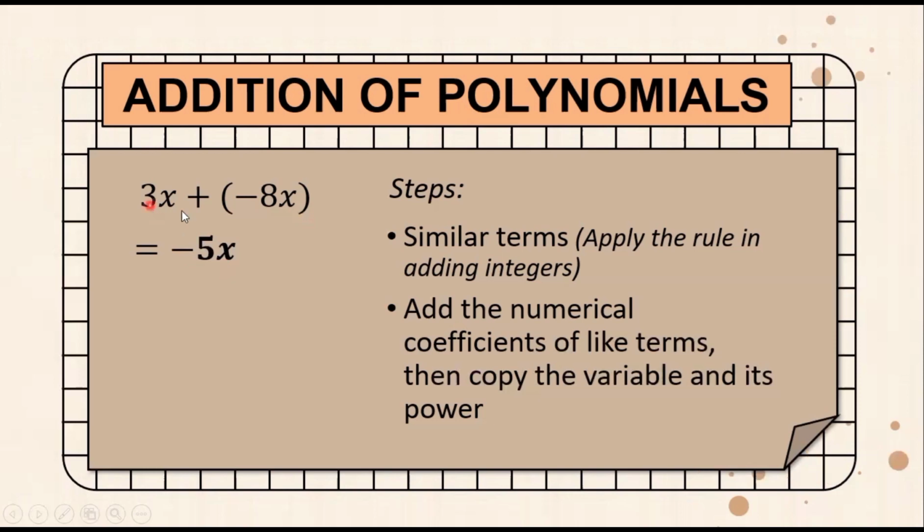Parang 3 apples plus negative 8 apples. O, parang ang sagot, negative 5 apples. Okay? So, meron kang 3 apples daw. Tapos, meron kang utang na 8 apples. Okay? Ilan din ang merong apples ka pa or natitirang apples na meron ka? Meron ka pang utang na 5 apples. Bakit po sa utang? Kasi nga, negative pa siya. Okay? That's why the answer is negative 5x. Next.